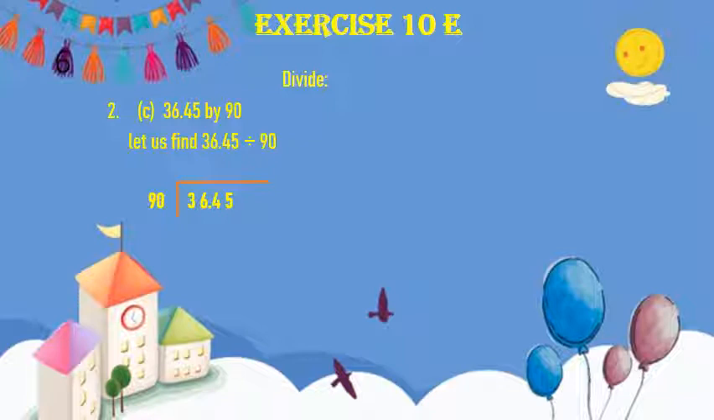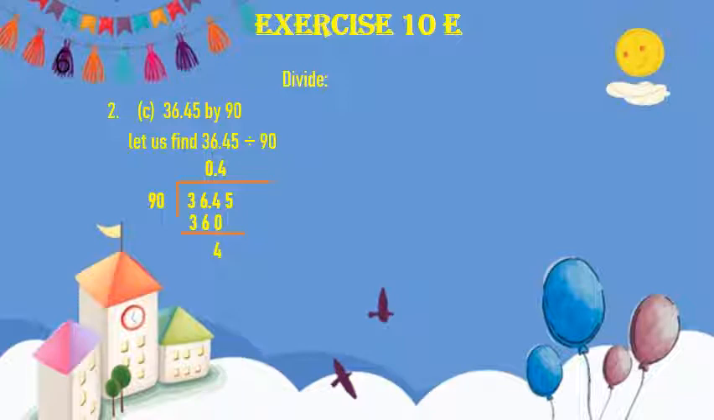Children, 36 is less than 90, so we have to take one more digit, that is 4. But before that, we have to write the decimal point in the quotient. And so now we have to divide 364 by 90. So 9 fours are 360, so we will write 4 in the quotient and 360.